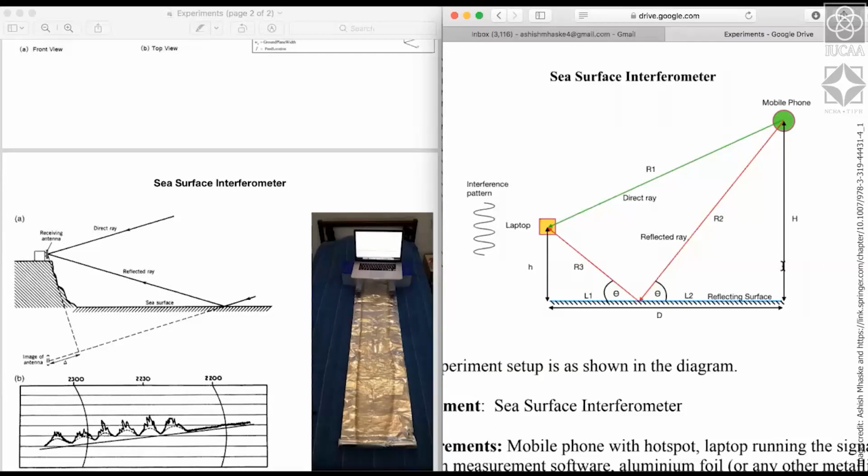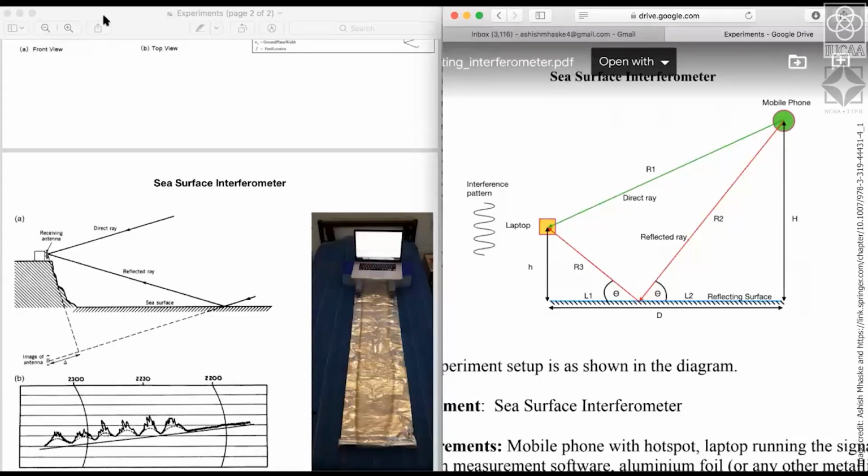So the issue with that is that we would get discrete measurements, because varying the height, we would also have to change the location of the foil. Correct. So it would be discrete measurements rather than a continuous pattern. Sir, while taking the height of the laptop and the mobile, should we consider the wavelength of the signal that it is transmitting?